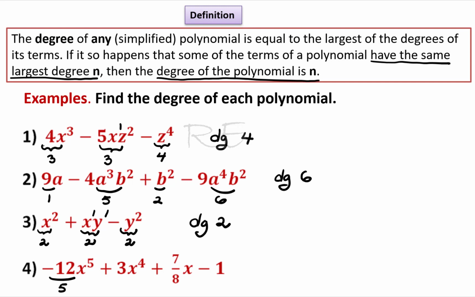This is degree 5. This is degree 4, degree 1. So the highest degree is 5.